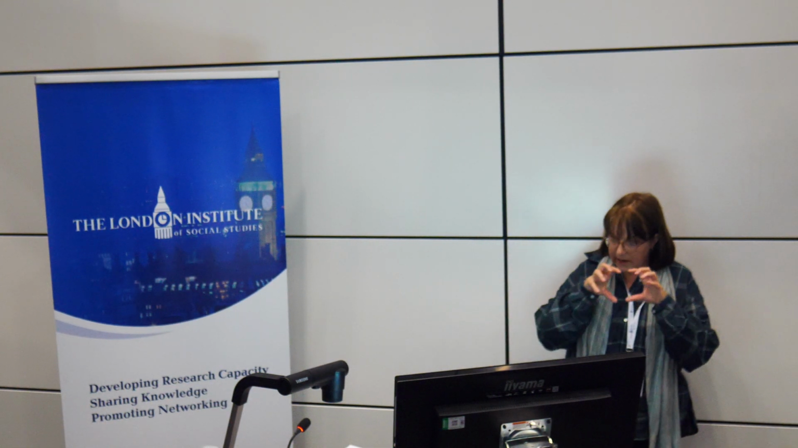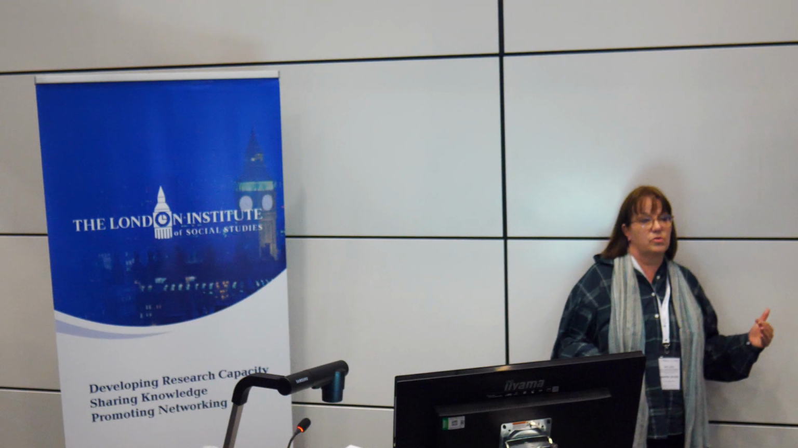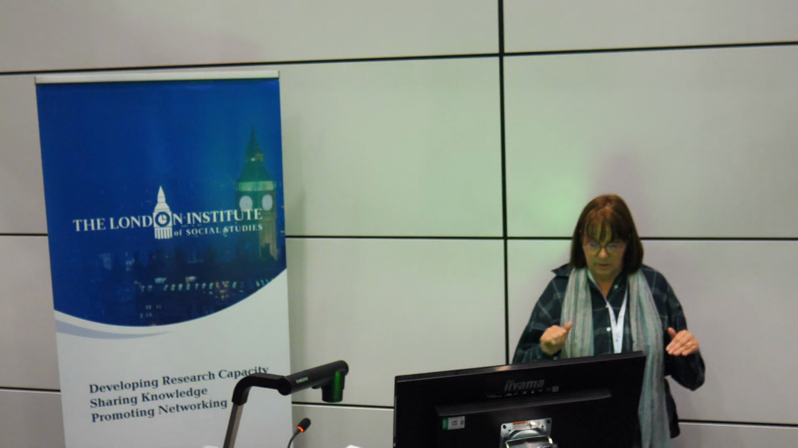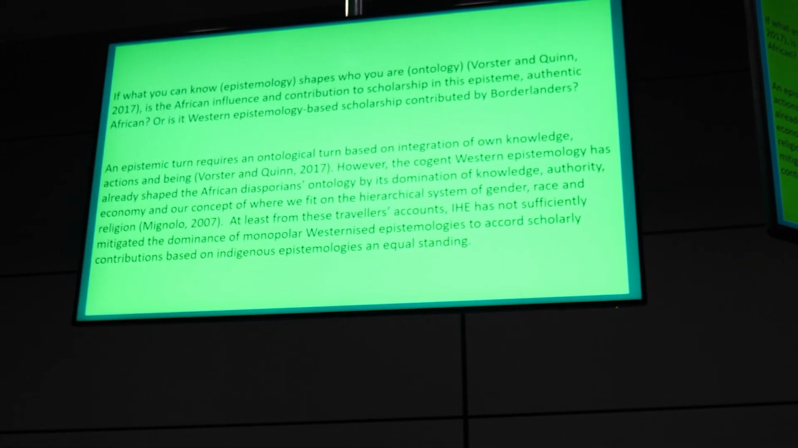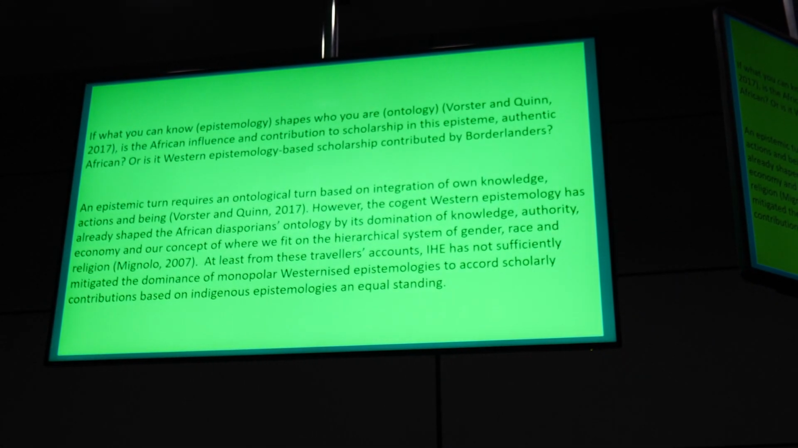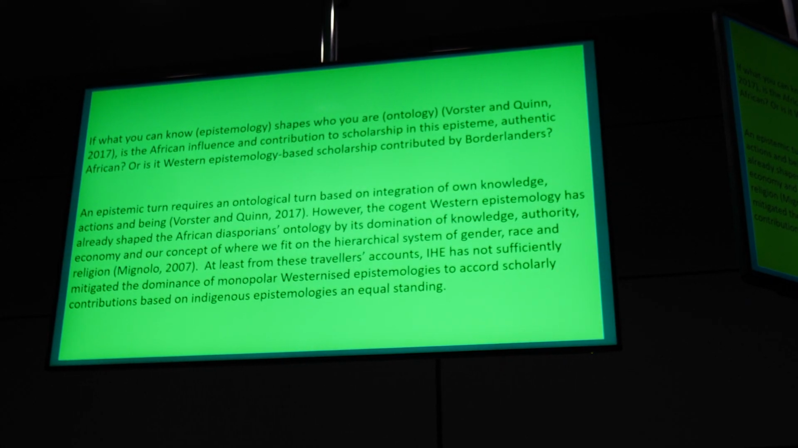But the territory of knowledge is situated in the global north. And you can either choose to be comfortable with that, or you can choose to disrupt that. And I hope I've inspired you somewhat to disrupt that. But in that chapter, and this is very much green, this is part of our conclusion, we say that Western epistemology has shaped African, and I cannot talk as if I'm South American, I'm not, has shaped African diasporans' ontology by its domination of knowledge, authority, economy, etc.